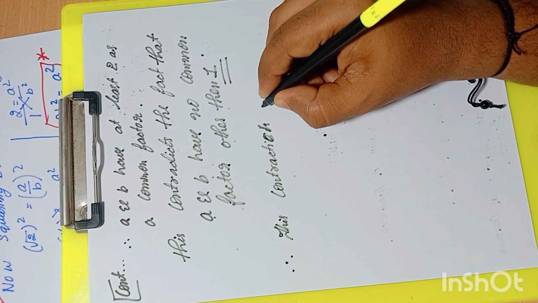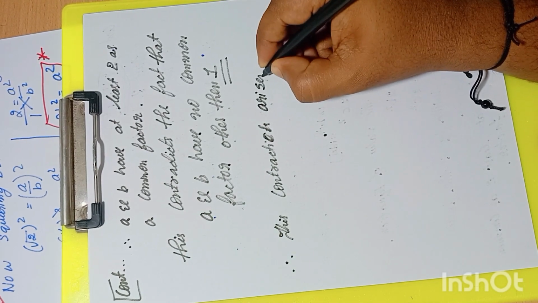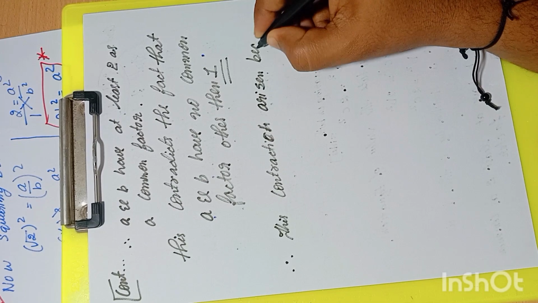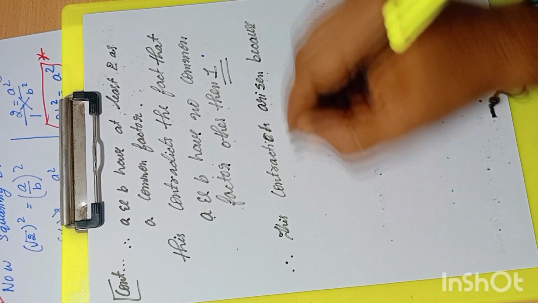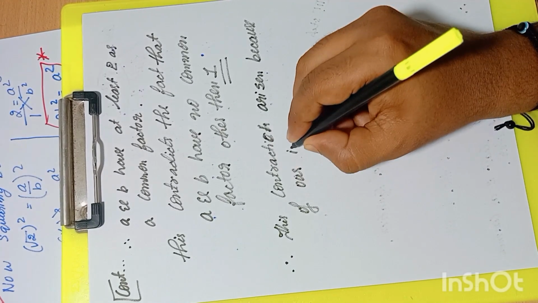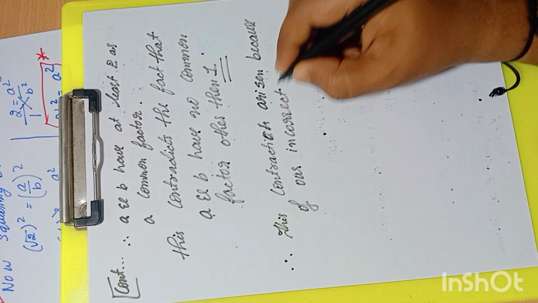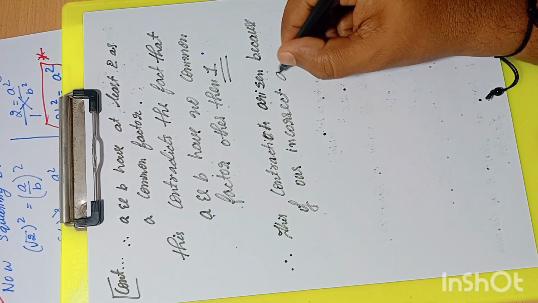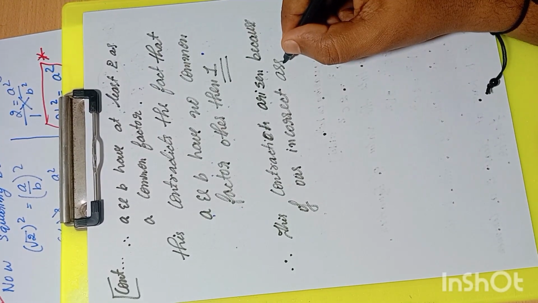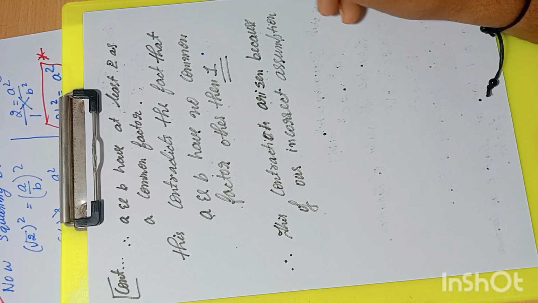because of our incorrect assumption. The incorrect assumption is what we have taken, that root 2 is rational. That is the incorrect assumption we have made, because we have to prove that root 2 is irrational. So we have taken the incorrect assumption that root 2 is rational. That is the contradiction we have taken. This contradiction arisen because of our incorrect assumption that root 2 is rational.